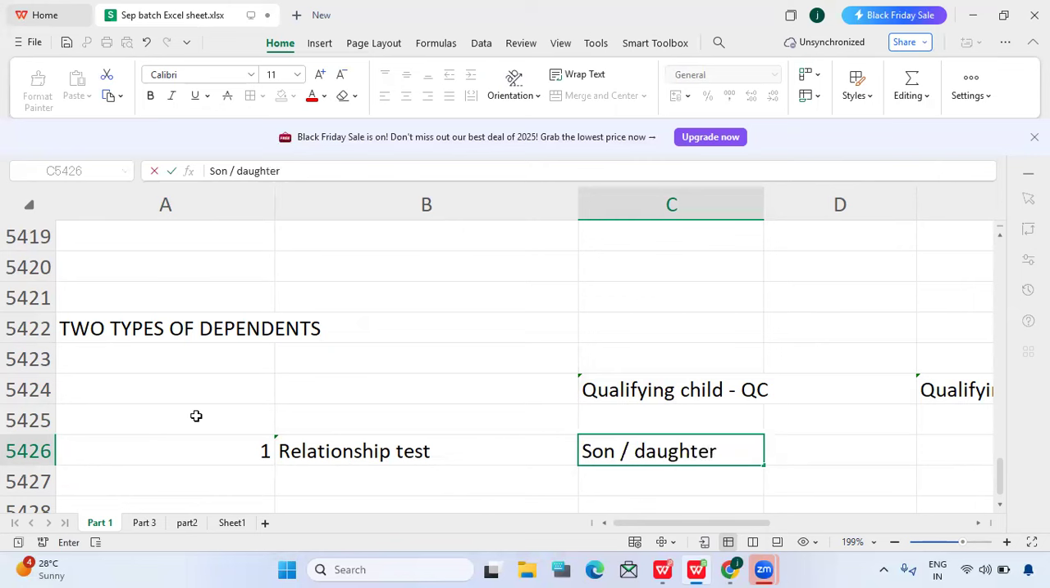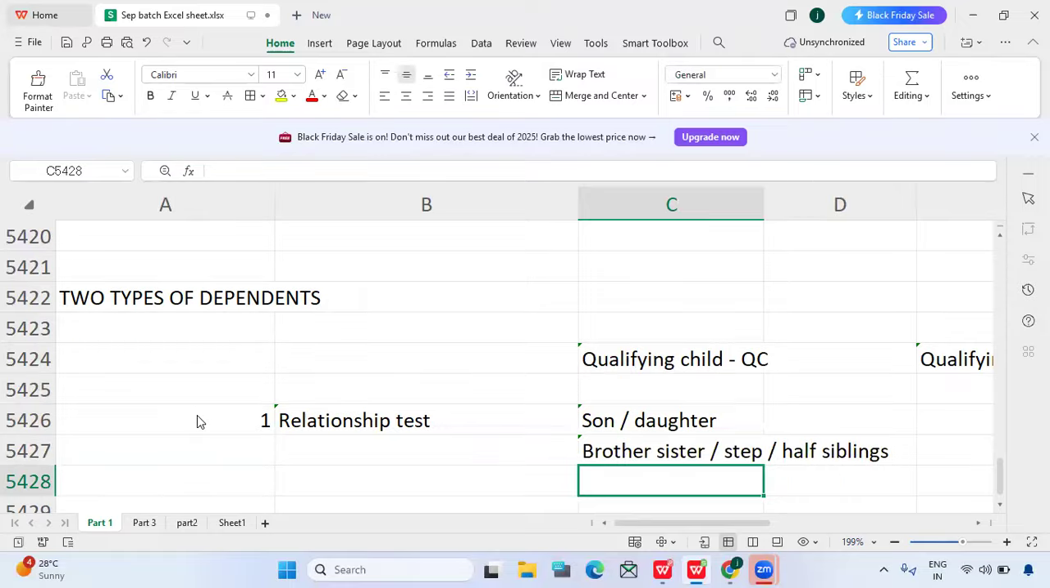So son, daughter, stepchildren, adopted children, foster children. Those are regular children. Apart from that, brother, sister, stepbrother, or half siblings are also qualifying children. So son, daughter, stepchildren, adopted children, foster children, brother, sister, stepbrother, half siblings. All those are qualifying children only.